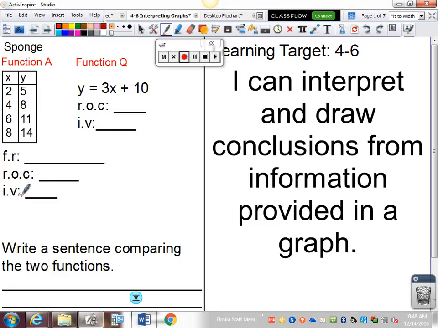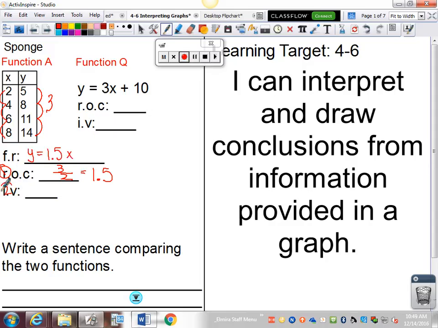The first thing I actually have to do is my rate of change. That's the first thing I need to do. So I'm seeing that my y column is counting by 3s and my x column is counting by 2s. So that gives me a rate of change of 1.5. So I can start writing my function y equals 1.5 times x.